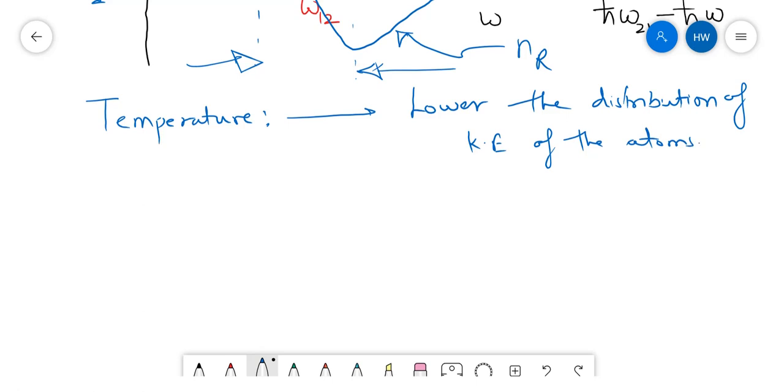I'll get back to this again, what I mean by lowering that distribution and so on. Effectively, what we want is that every atom in my collection should now experience a small amount of kinetic energy on an average, so that it goes from large kinetic energy to small kinetic energy, so that one can associate a lower temperature.